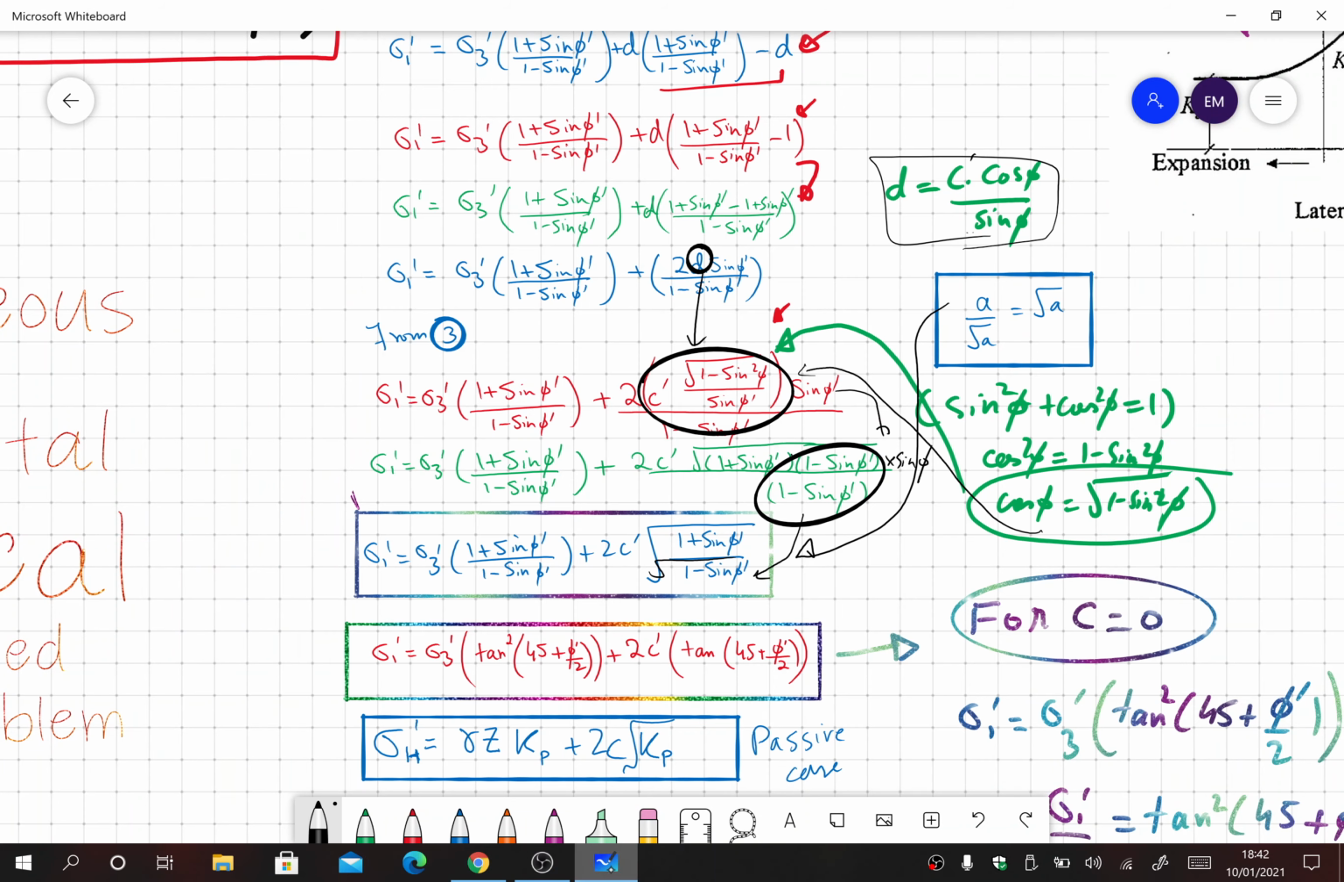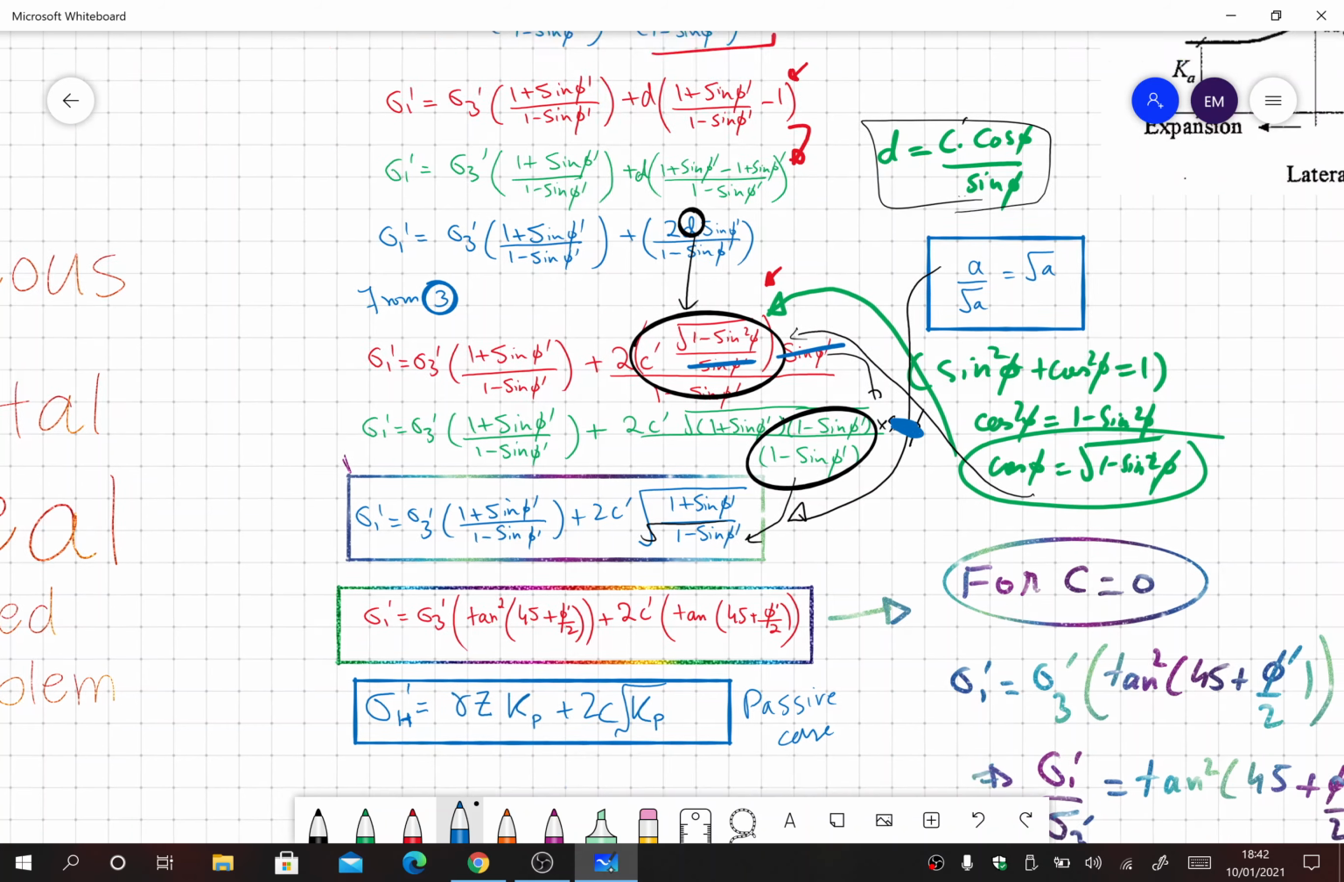So there is a little correction here. I'm sorry, I missed it. This sine phi will be cancelled by this sine phi. So we'll be left with under root of 1 plus sine phi over 1 minus sine phi, and this does not come here. So that's why we are left with this equation: sigma 1 dash is equal to sigma 3 dash times 1 plus sine phi over 1 minus sine phi plus 2c dash under root of 1 plus sine phi over 1 minus sine phi.